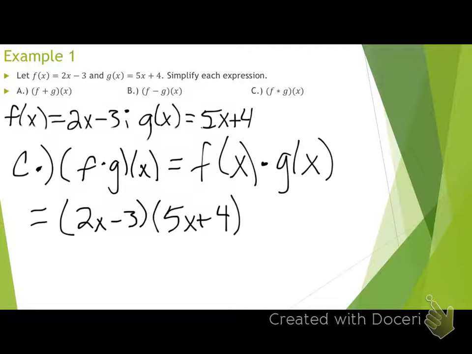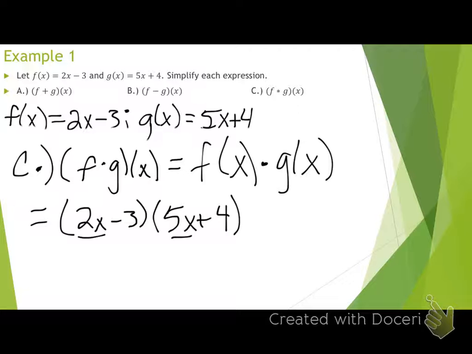What's the first term of my first set of parentheses? Terms are separated by addition and subtraction. So it is 2x. What's the first term of my second set of parentheses? 5x. So in FOIL, let me retrace my steps back real quick. When I'm multiplying polynomial by polynomial, every term in the first set of parentheses has to get multiplied by every term in the second set of parentheses.